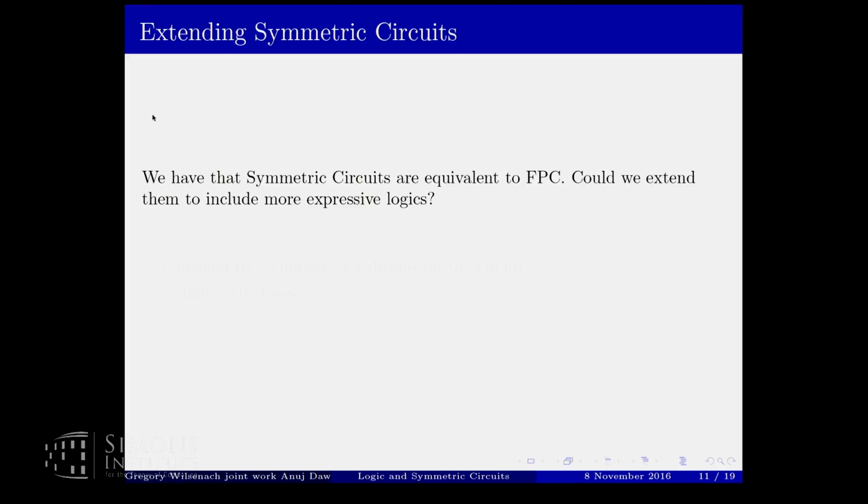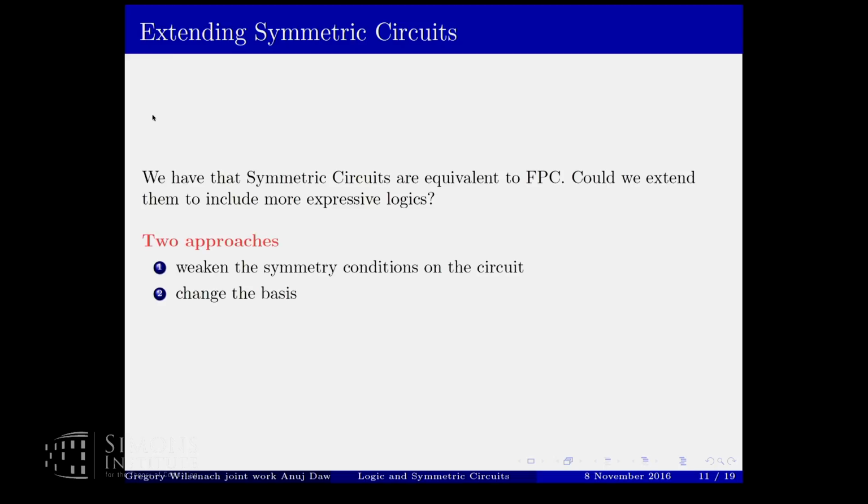Okay, so we have this notion of a symmetric circuit that Anderson and Dawar introduced, but the real trick is now trying to extend that notion so that we can get something more useful. They capture FBC. Perhaps we can extend it in such a way as to capture CPT or perhaps even rank. We're going to look at two rather straightforward ways of extending the notion of a symmetric circuit.